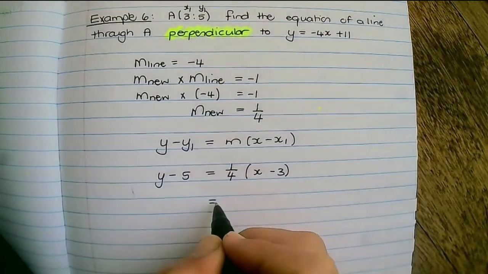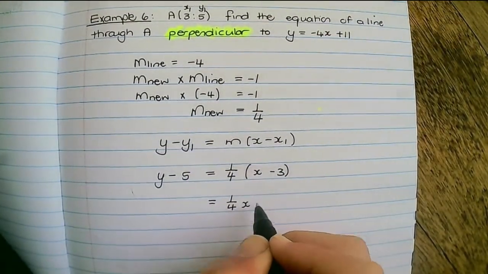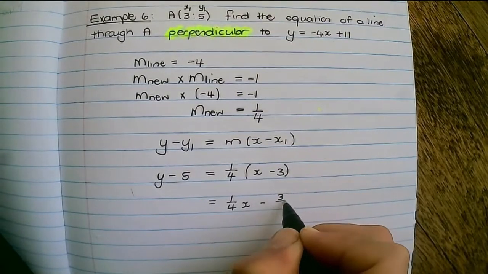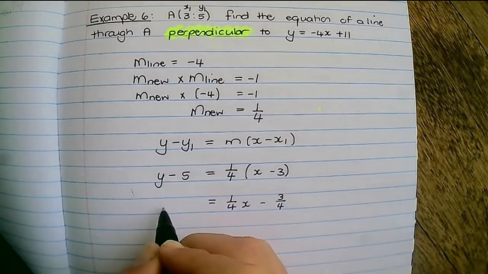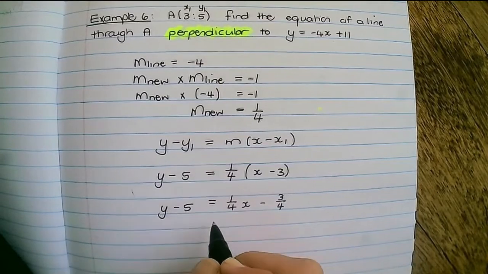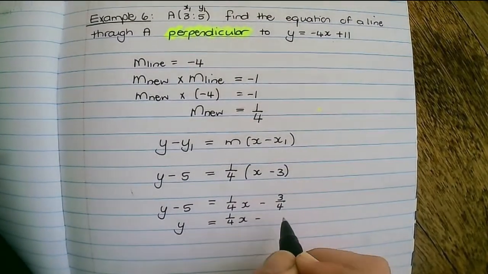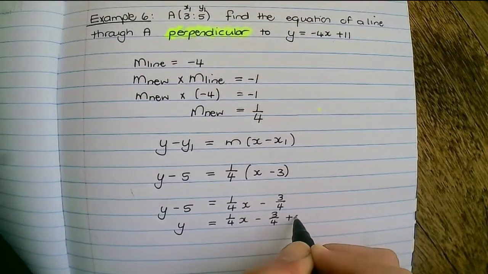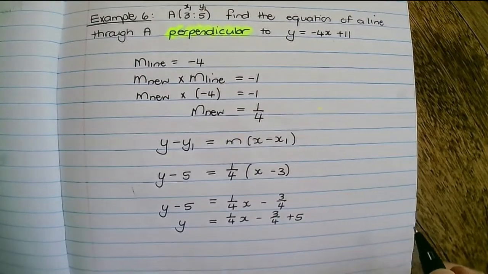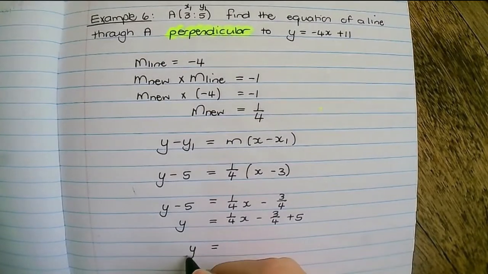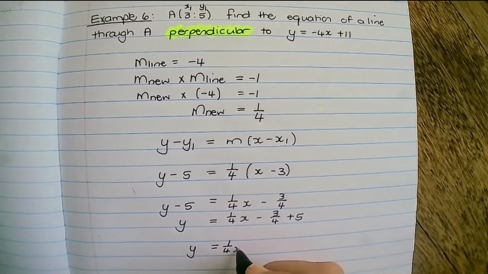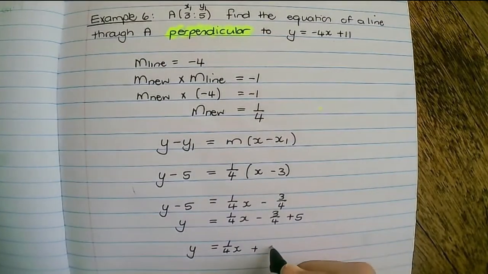Then I multiply out, so that is a quarter x minus 3/4. And on the left, I have y minus 5. Then I transpose the 5, so it becomes plus 5 on the right. Therefore, y is equal to a quarter x plus 4 1/4.